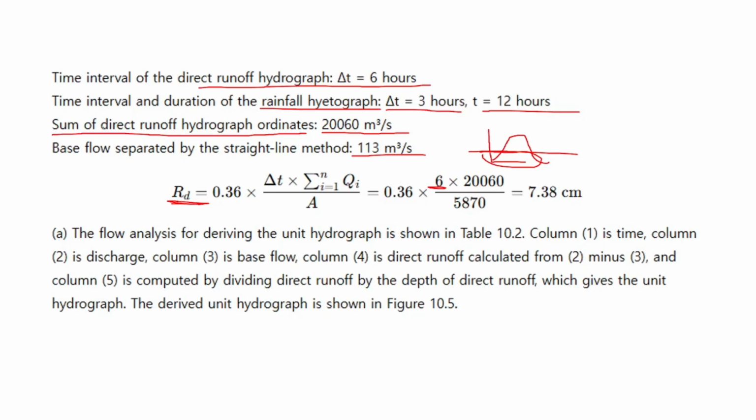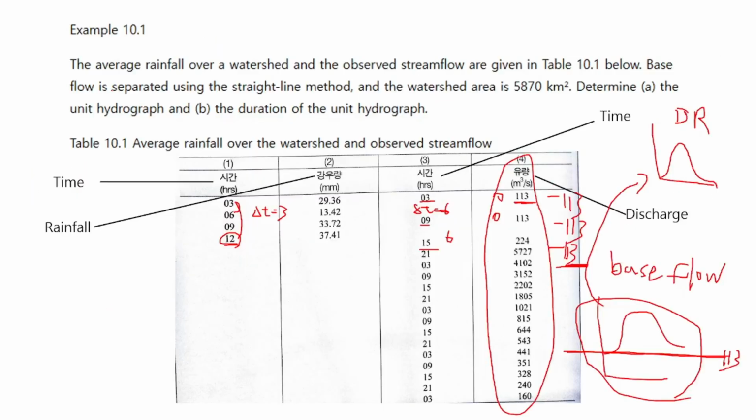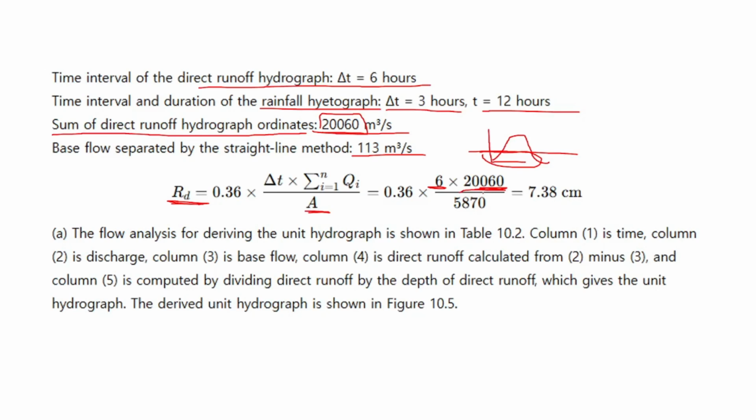And then we know the sum of the direct runoff hydrograph ordinates is 20060. And then the area is 5,870, so it's given in the example. After having all those numbers, we get 7.38 centimeters for the depth. And then the flow analysis for deriving the unit hydrograph is shown in table 10.2.